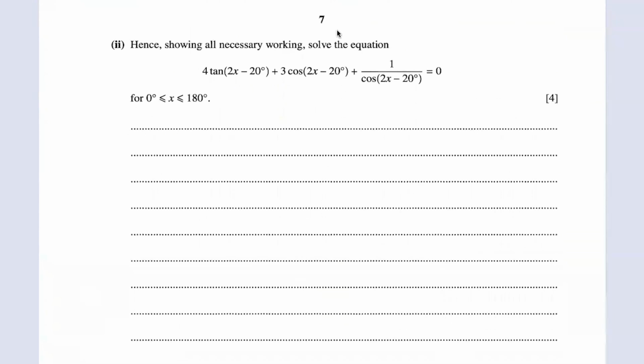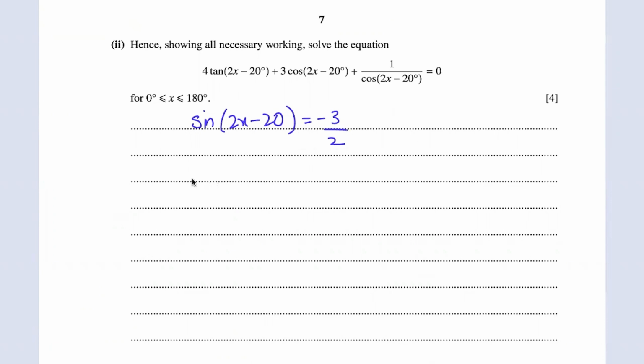In part 2, we have to show that 4 tan of 2x minus 20 plus 3 cos 2x minus 20 plus 1 upon cos 2x minus 20 equals 0. So we have to find the value of x. Now we know that this whole expression is equal to sine x is equal to minus 2 upon 3. So over here we can write sine of 2x minus 20 is equal to minus 2 upon 3.